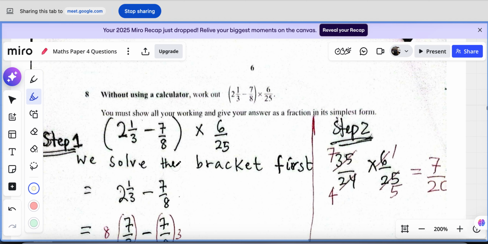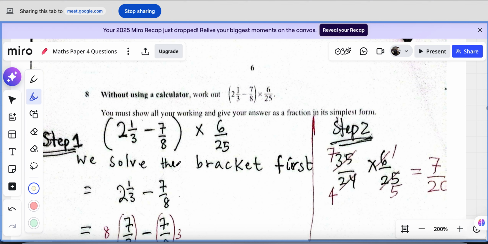Question number 8. We move to question number 8. Okay, question number 8 is just a simple fraction. Primary school can do this. Okay, primary school, for real. A good grade 5 student or a good grade 6 student can do fractions.